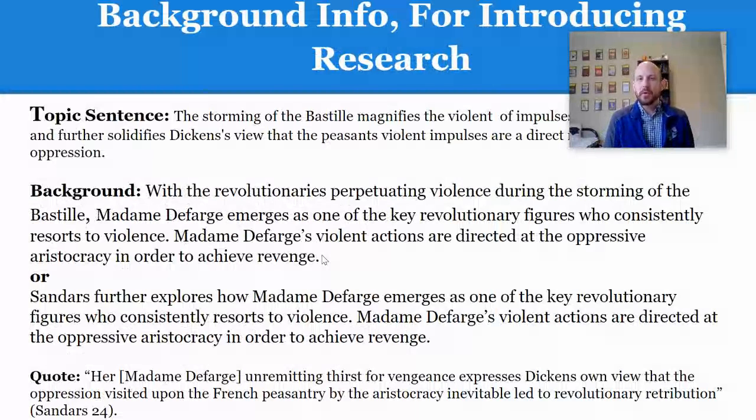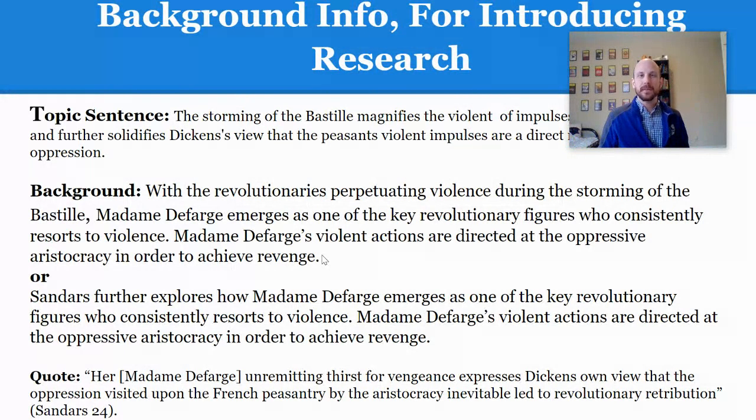For background information for the quote, you can introduce the author in the context prior to the evidence. So there are 2 options here for this critical source quote by Sanders on page 24. You see the quote down the bottom. The background information can be, in the first example: with revolutionaries perpetuating violence during the storming of the Bastille, Madame Defarge emerges as one of the key revolutionary figures who consistently resorts to violence. Madame Defarge's violent actions are directed at the oppressive aristocracy in order to achieve revenge. Her unremitting thirst for vengeance, expressed in Dickens' own view, and then the rest of the quote.